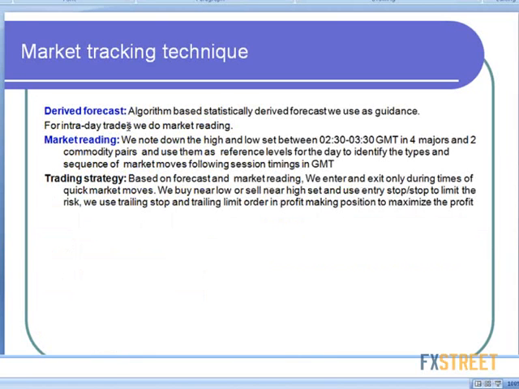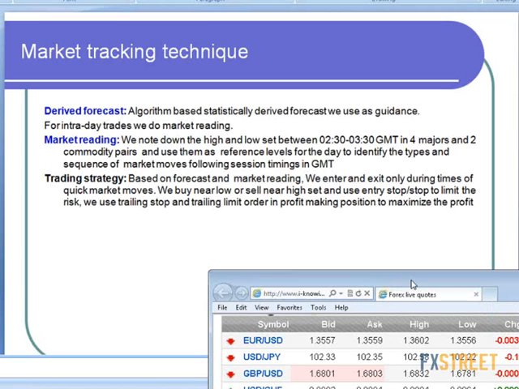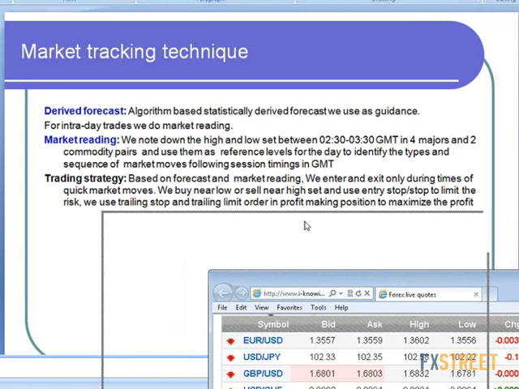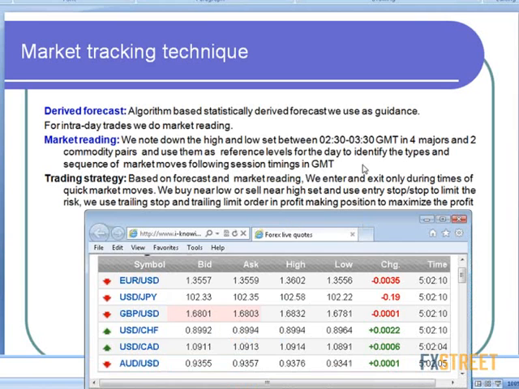So after taking the forecast into consideration, we don't trust it 100%. We want to do the market reading, to try to find out how exactly the market is expected to move, because the forecast gives much in advance the expected market moves for the entire week or for the month or the year. But ultimately, what is more important is the level of volume we come across from time to time.